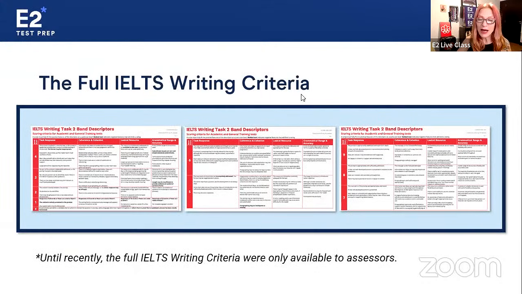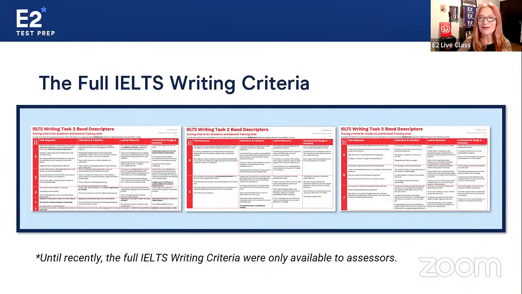So here we go. The full IELTS writing criteria. In the past, only a limited list of criteria was available for test takers and teachers. Now the full scale is available. In the past, some elements were reserved and only the assessors and examiners could see them, but now it's all open, which I love. I think it's going to be very useful and helpful for test takers to be better prepared.